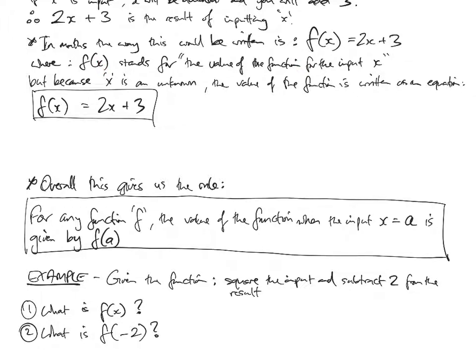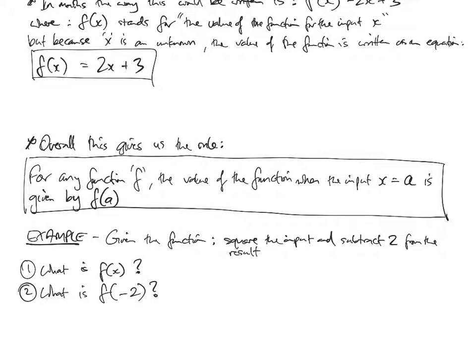Now because what's in the brackets, x, is an unknown, we don't know what it is, it's not a particular number, the value of the function is written as an equation. That is, f of x, the value of the function when the variable is x, or the input is x, is equal to 2 times that input plus 3, because the function is doubling the thing, adding 3.